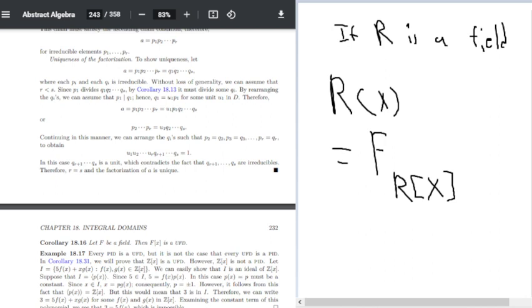Therefore, A is equal to P1, P2, all the way to PR, which is equal to U1 P1, Q2, all the way to QS. Or P2 all the way to PR is equal to U1 Q2 all the way to QS.